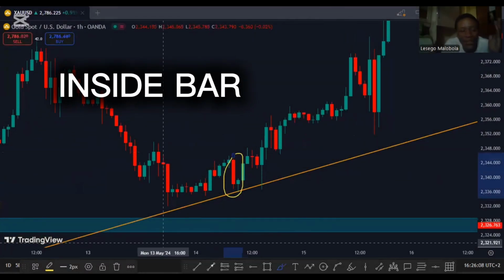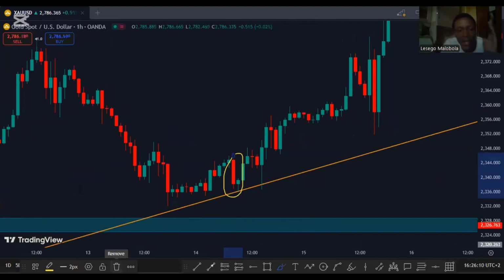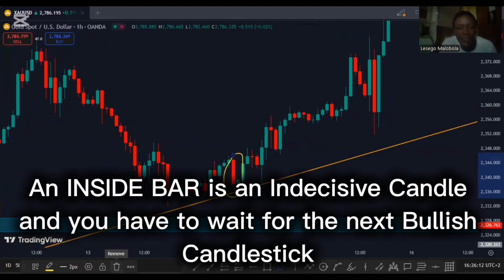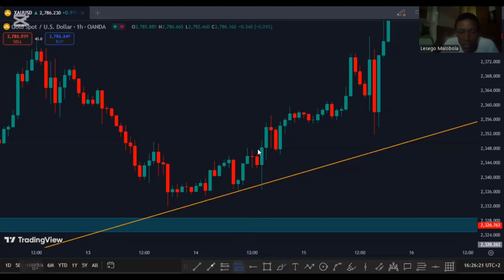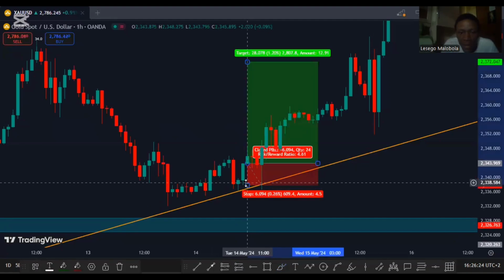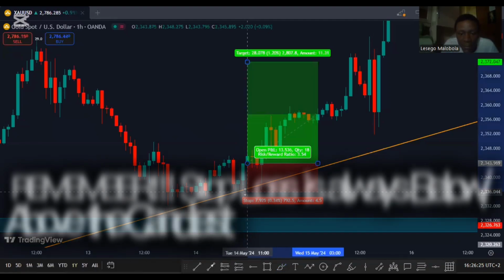You remember what I told you about an inside bar candlestick, guys? An inside bar candlestick is an indecisive candlestick, and you have to wait for the next candlestick to appear before you can confirm your trades. You can see that we have a bullish candlestick. Obviously now, if we were to take our trades right over there, we would have had our stop loss just below our inside bar candlestick.